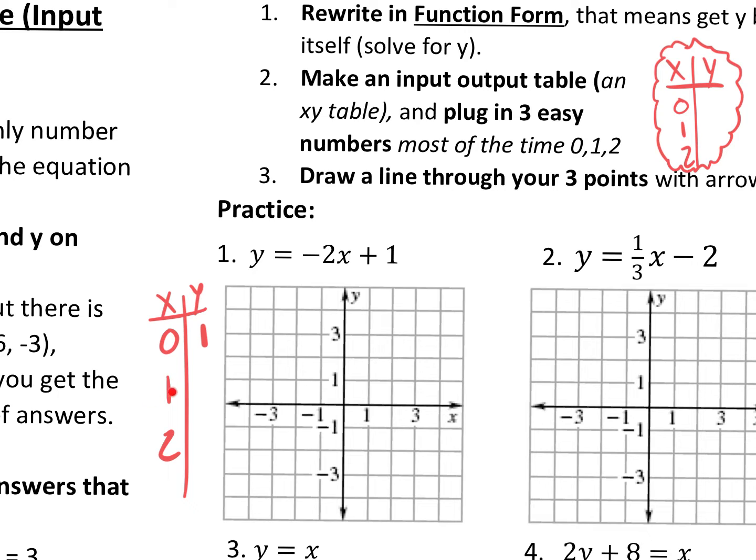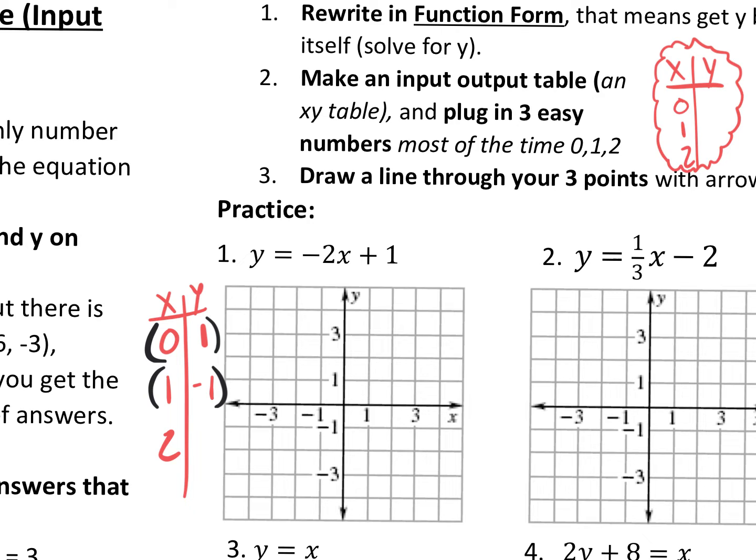Anyway, how about plugging in 1? Let's do this in our minds right here. Plug in a 1 right there into x. What's negative 2 times 1? Negative 2. And what is negative 2 plus 1? Negative 1. So there's your coordinate. When you plug in a 1, you get out a negative 1. Okay? And you know what? You could plug in a 2 if you wanted to, but you actually only need 2 points. Check it out. 0, 1 and 1, negative 1.